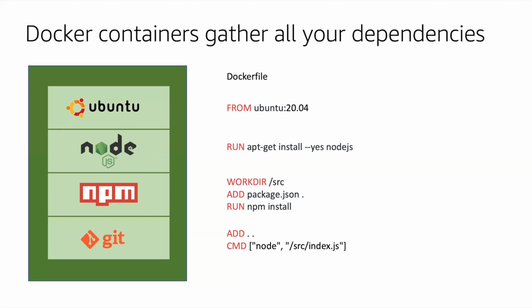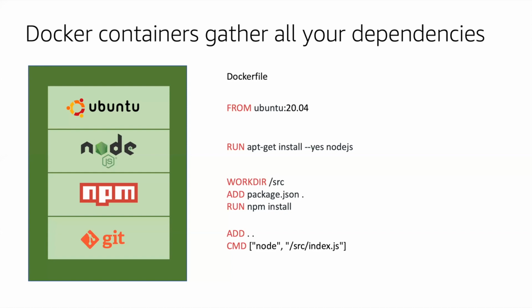And then I'm running npm install. So that's grabbing those dependencies out from npm. This could just as easily be adding a requirements.txt file for Python and then doing an installation from the Python package manager as well. And then last but not least, it's adding the code and specifying the command that's required in order to run that code.